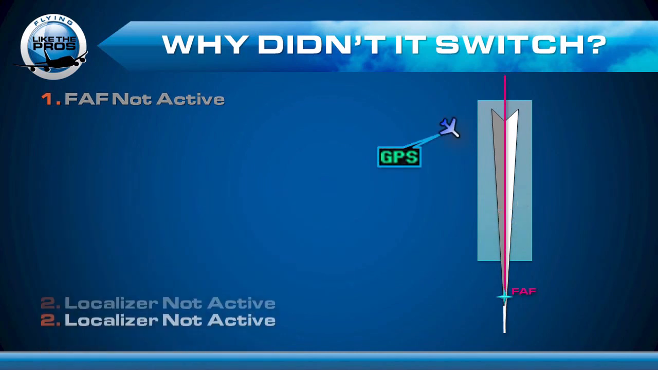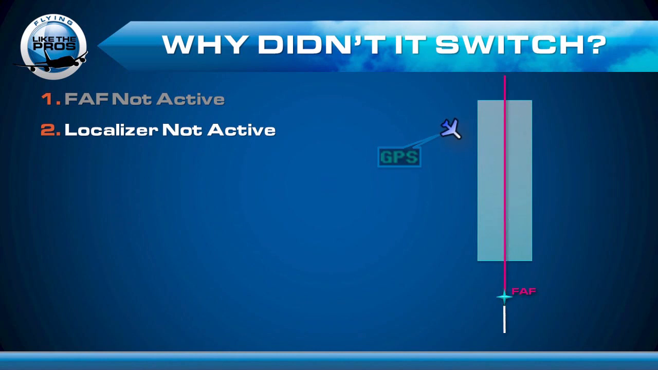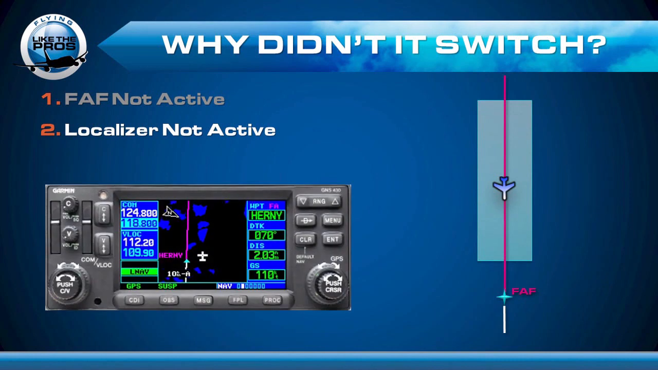The second reason is that the localizer is not the active frequency. So you can see here, we're on the ILS runway 7 at Orlando Executive, and I'm just going to take the airplane and just whip it on around onto the final approach course. And you can see here, as I get established, the Garmin gives me a message.